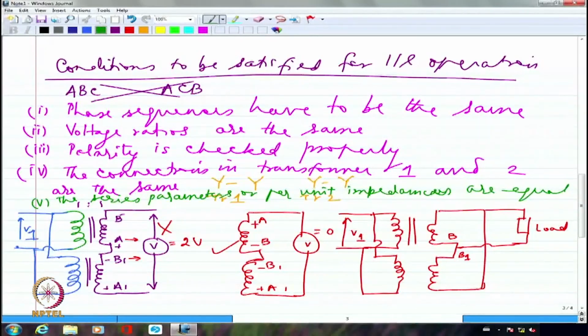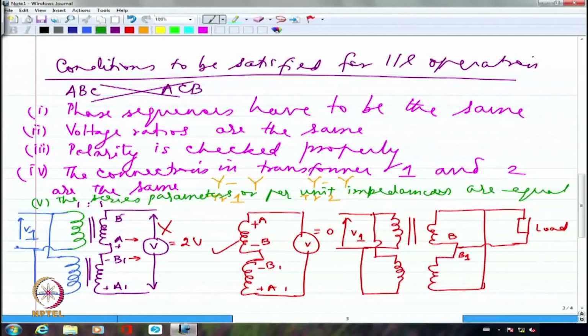Let us probably try to look at this more closely when we are doing the tutorial. Okay? I am going to rather give you a few problems on parallel operation with different impedances. Let us try to check how exactly they are sharing the load and then go from there.